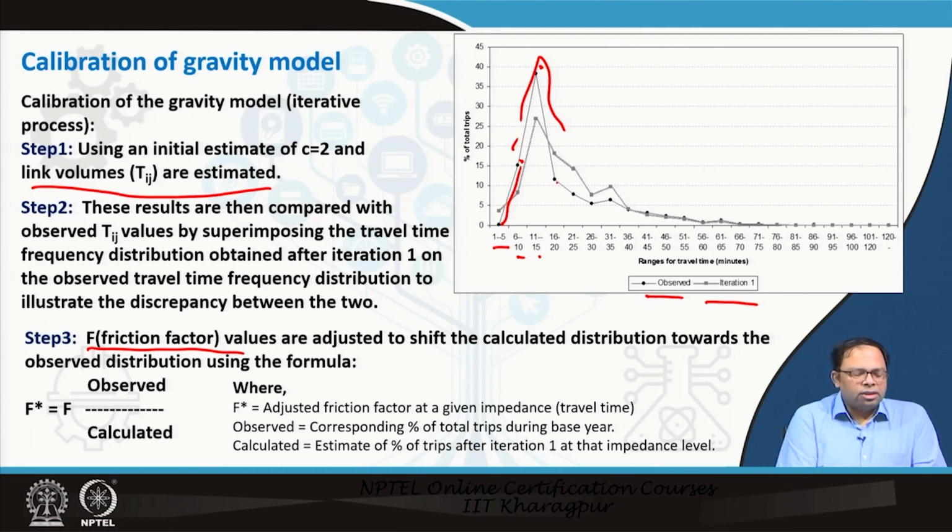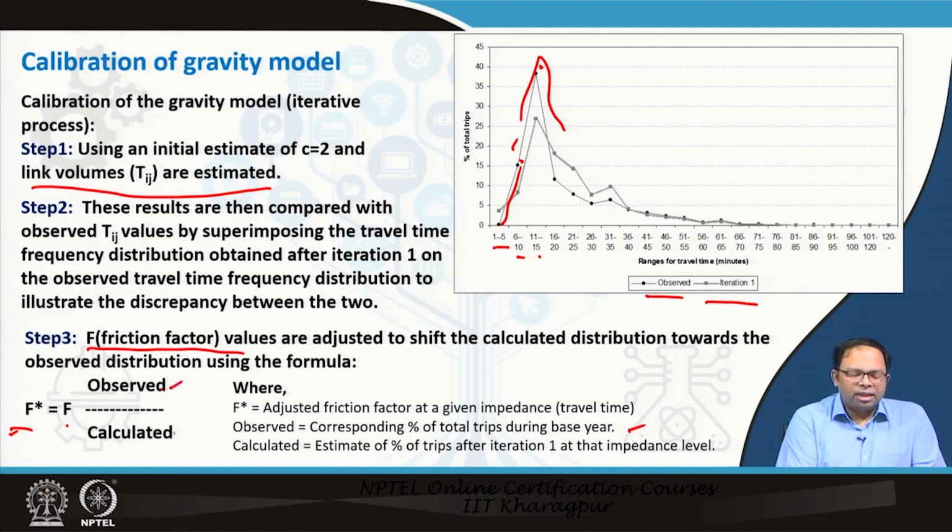We take f star, which is the new friction factor, equal to the friction factor into observed divided by calculated. So, f star is the adjusted friction factor at a given impedance, that is for 5 minutes, 10 minutes, 15 minutes and so on, and observed is the corresponding percentage of trips during the base year and calculated is the estimated percentage of trips after iteration 1. Using that we know that we have to increase this value by so much proportion.